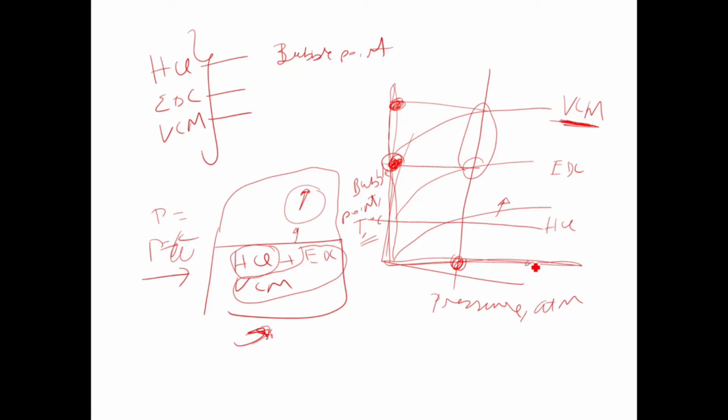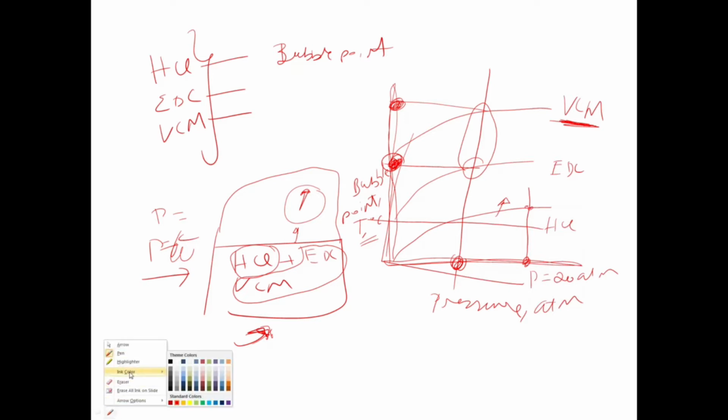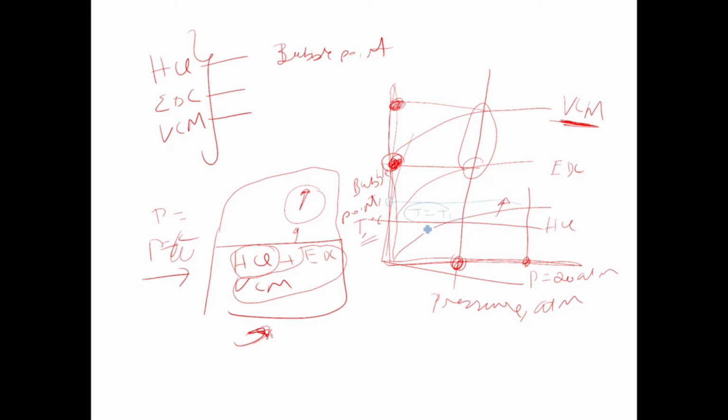So imagine we fix the pressure somewhere around here, say 20 atmospheres. If you heat, you draw a line here. So for hydrochloric acid, let me change the color, follow the blue color. At this particular temperature, say T equal to T1, and above this temperature only HCl will boil until you reach this particular temperature. At this temperature your ethylene dichloride will start to boil, and at this particular temperature your vinyl chloride monomer will start to boil.